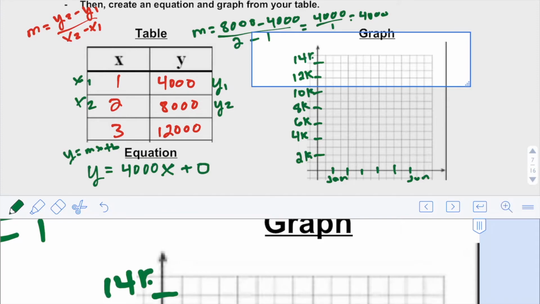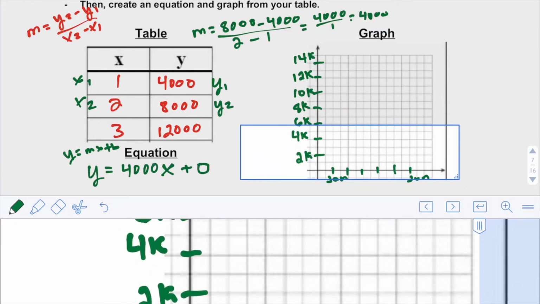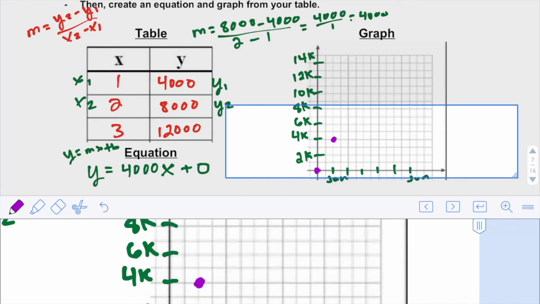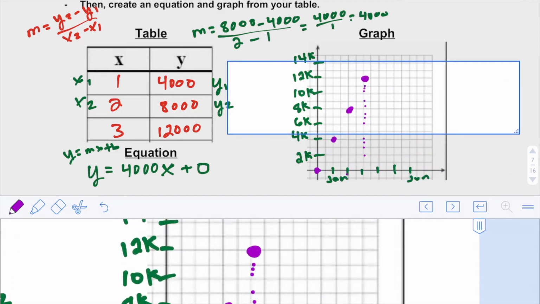And now I just have to plot my points. So at 1, I'm at 4,000. So to plot that point, I go to January, and I go to the 4,000 dot. And I also know that I was at 0, 0, or the origin, as my y-intercept. So in February, which is my second dot right here, I'm up at 8,000. And then at March, which is right here, I go up to 12,000, which is right here. And then now I can draw my line. Zoom in a little bit.